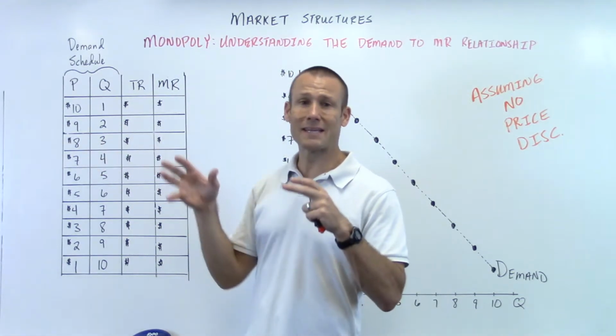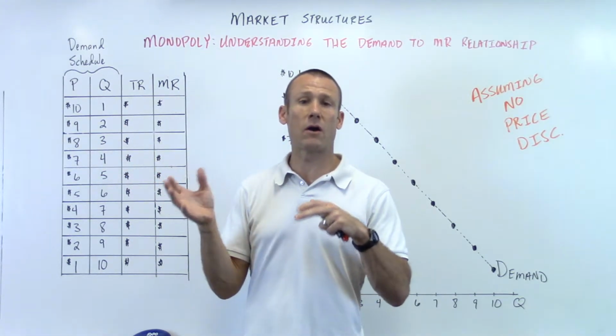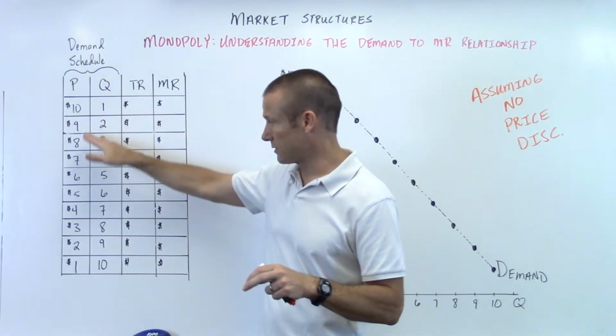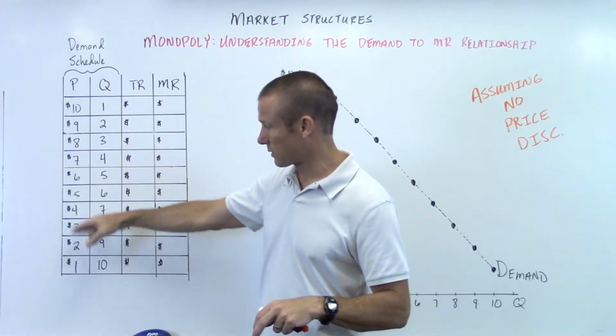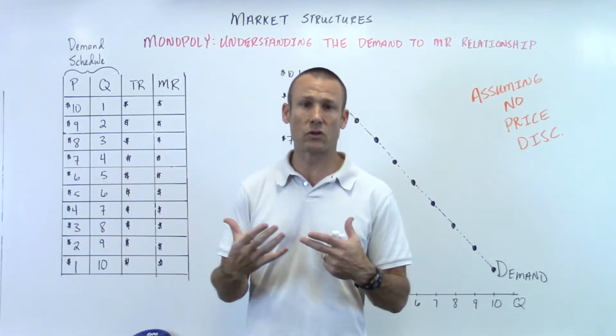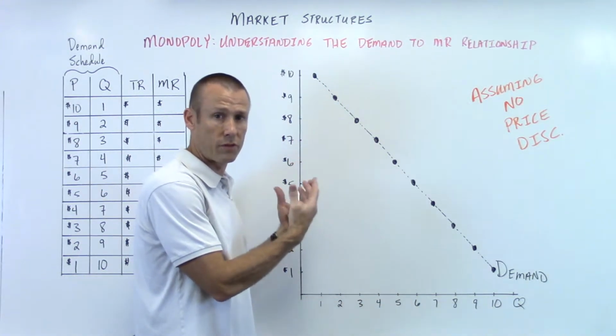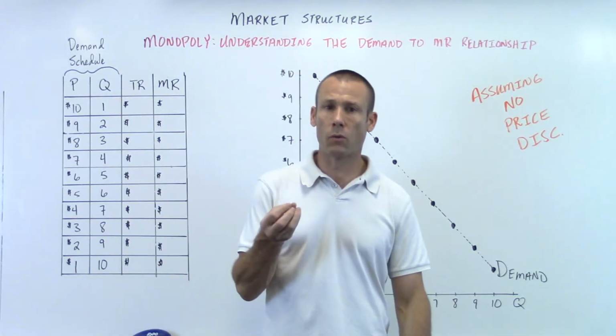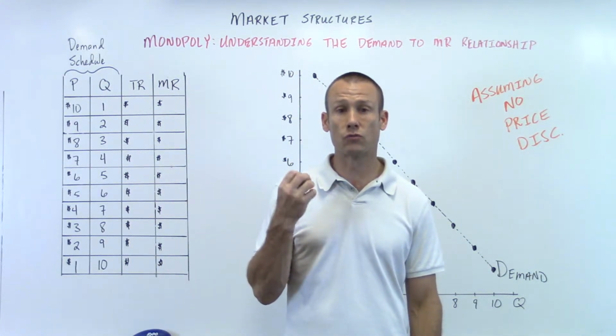If we lower the price to $8, 3 people now have the ability and willingness to buy it, and you know where I'm going with this, right? So keep lowering the prices, the quantity demanded increases. Once again, that's the demand schedule. It gives us our information for the demand curve. But what we want to now do is talk about the marginal revenue curve.